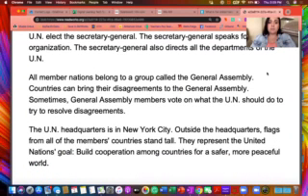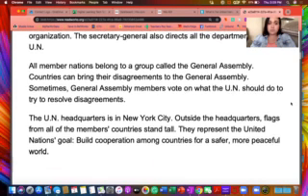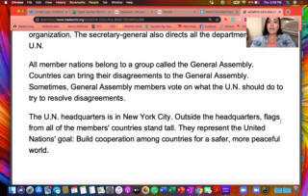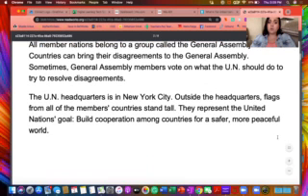All member nations belong to a group called the General Assembly. Countries can bring their disagreements to the General Assembly. Sometimes, General Assembly members vote on what the UN should do to resolve disagreements. The UN headquarters is in New York City. Outside the headquarters, flags from all of the members' nations stand tall. They represent the United Nations goal: build cooperation among countries for a safer, more peaceful world.